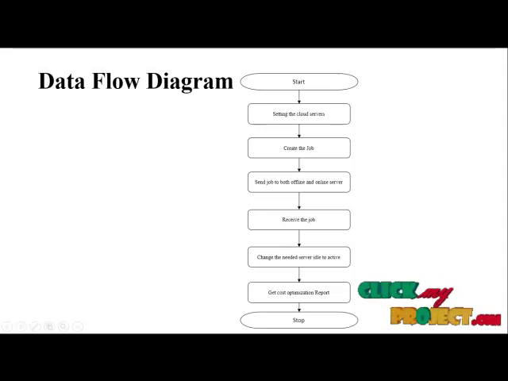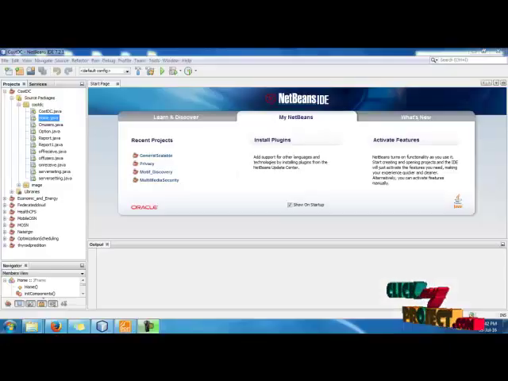After assigning the jobs, we get the cost optimization report after completing the process of the cloud services, the process of the cloud sim. After getting the cost optimization report, we get the energy cost, switching cost and delay cost for both the online and offline algorithm, and then stop the program. Now we'll see the demo for our project.